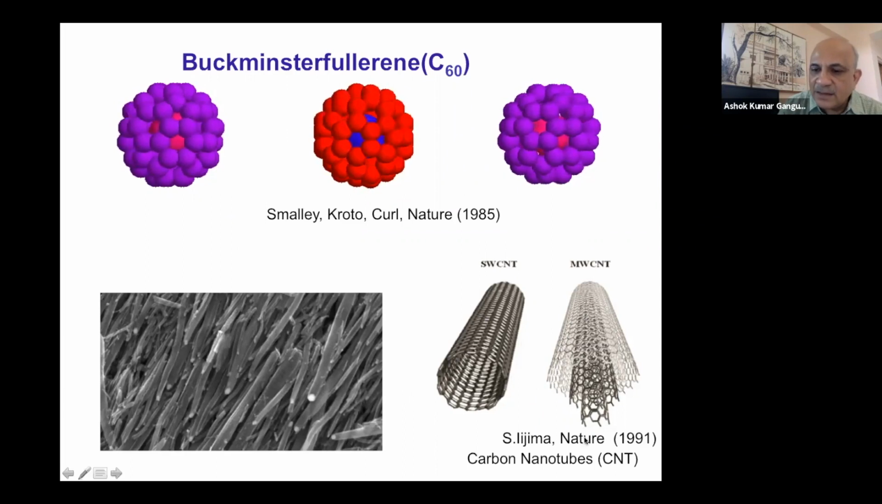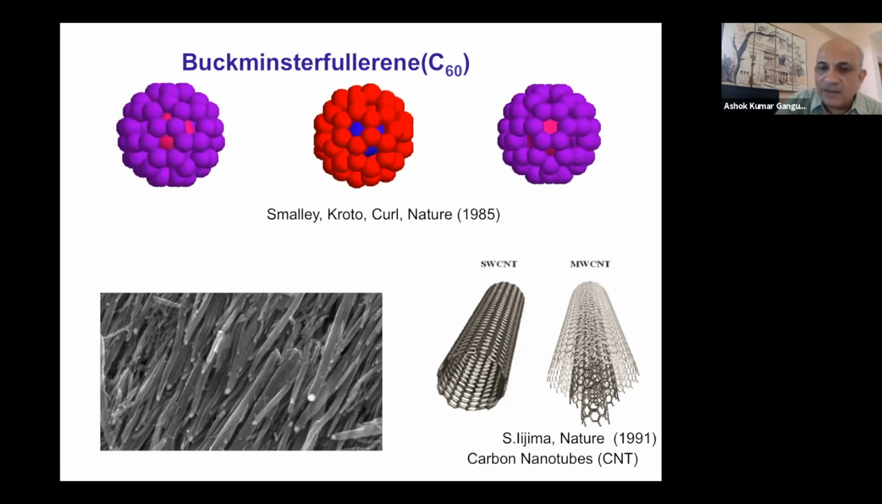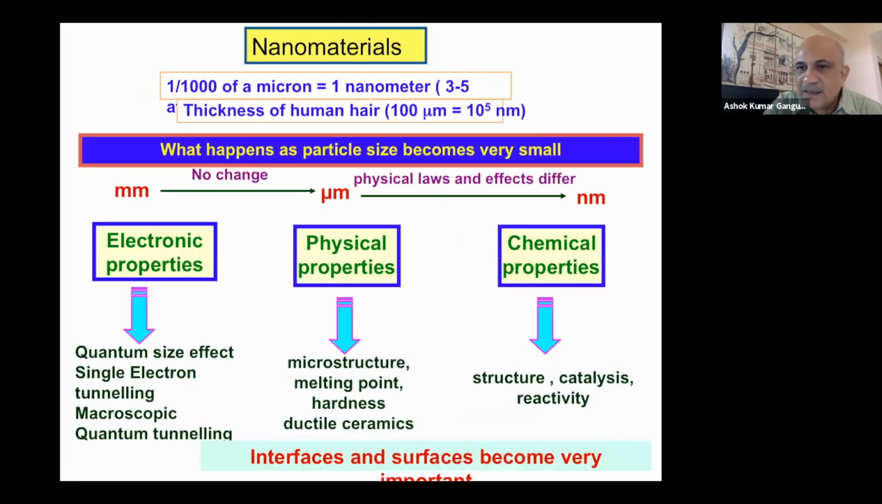And these were first seen by Iijima under an electron microscope in 1991. So why are people interested in nanoparticles and nanotechnology? Because nanomaterials, which are of the order of 1 nanometer, say 3 to 5 atoms, or maybe more than 5 atoms, are of a thickness much smaller than one strand of your hair. They have a lot of interesting properties: electronic, physical, chemical, all of them change.